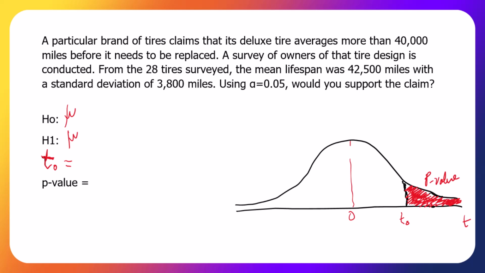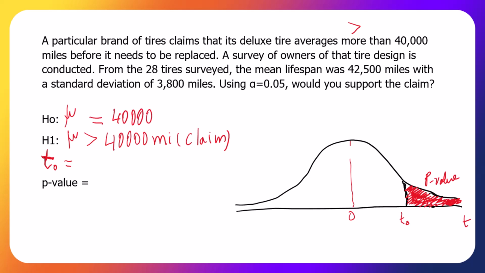Let's read the question. A particular brand of tire claims that its deluxe tire averages more than 40,000 miles before it needs to be replaced. So guys, more means greater than. That should be in the alternative. And you put the 40,000 miles right here. This is the claim. And then equal to 40,000 will be in the null hypothesis.